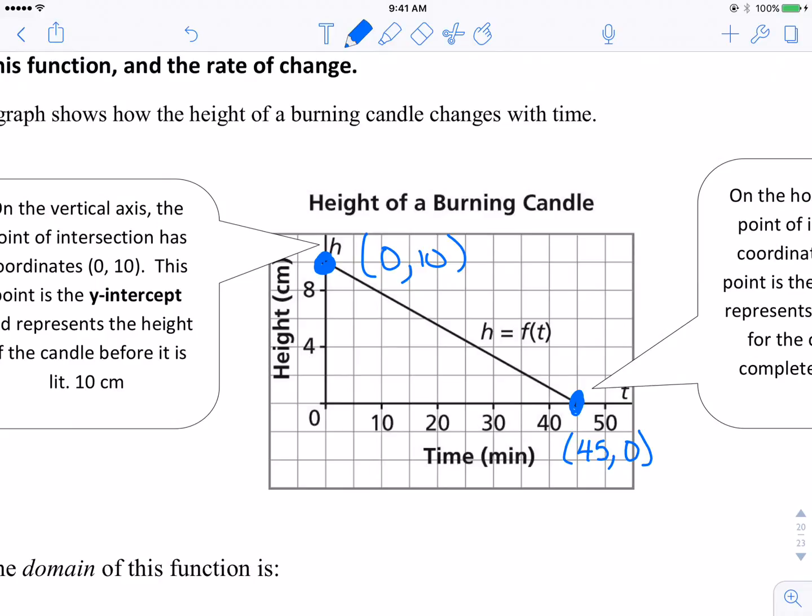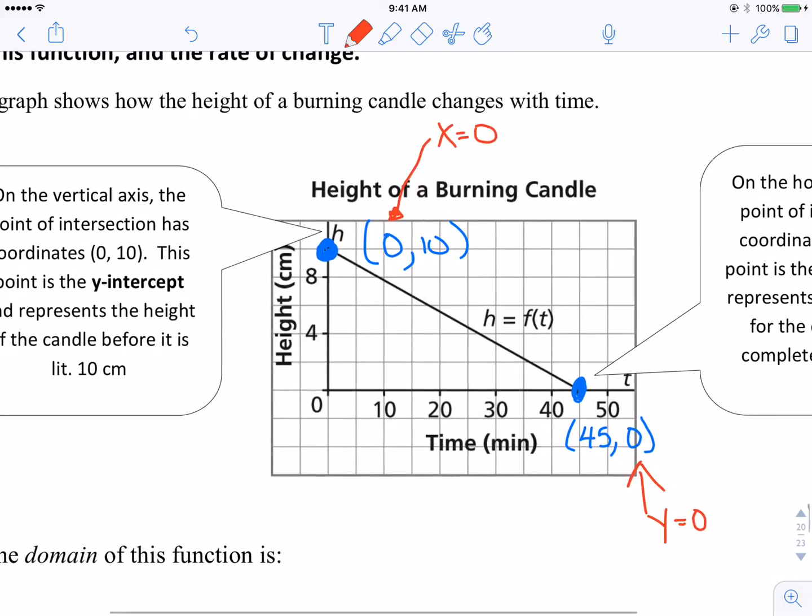Now, if you look at the coordinates of the points, they have a similar characteristic. The y-intercept has an x value of 0. The x-intercept has a y value of 0. And that is true all the time for x and y intercepts. Always, always, always. We're going to look at that in the next question, but I just wanted to point that out now.